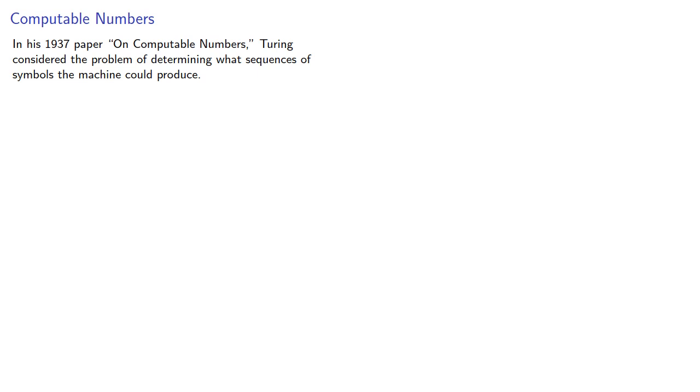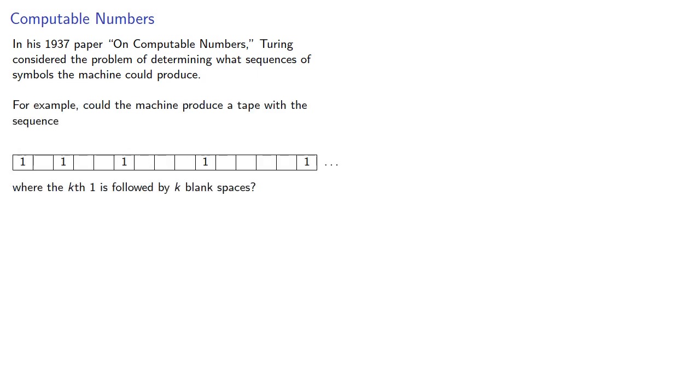In his 1937 paper on computable numbers, Turing considered the problem of determining what sequences of symbols the machine could produce. For example, could the machine produce a tape with a sequence where the kth one is followed by k blank spaces? Turing gave the first description of what is now called a Turing machine.